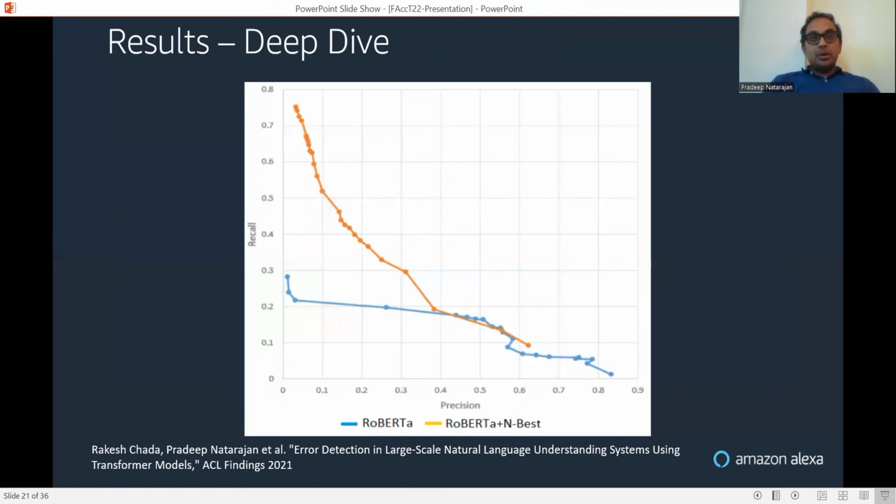So essentially, the Roberta-based model was identifying a lot of similar utterances initially, but was not generalizing to a broader set of false routes. But as we started making all the enhancements I just described, we got a precision-recall curve that offered a better precision versus recall trade-off at different operating points.